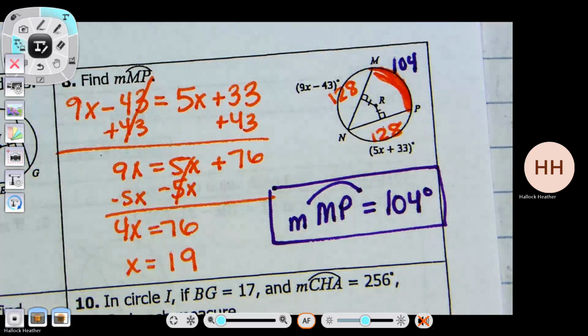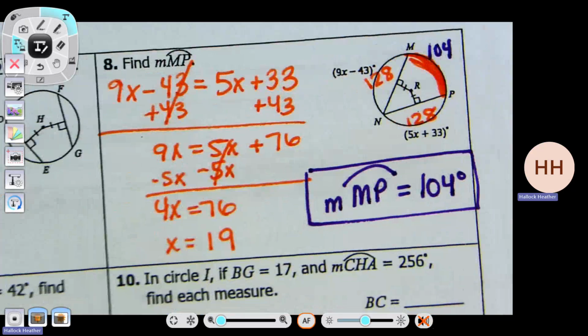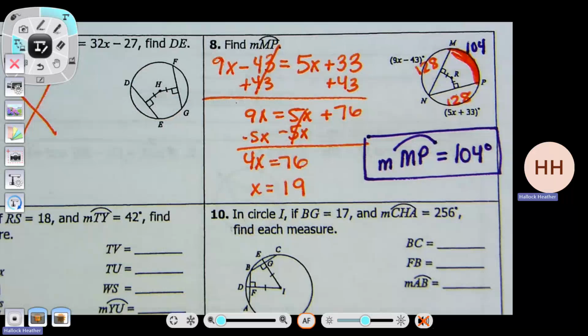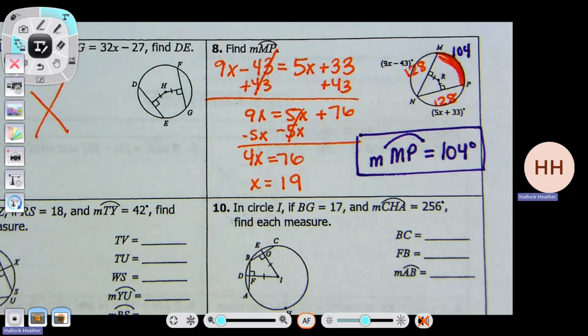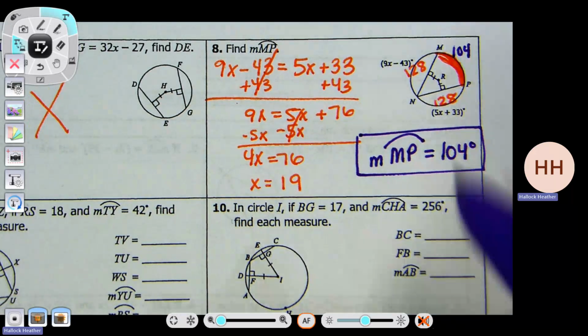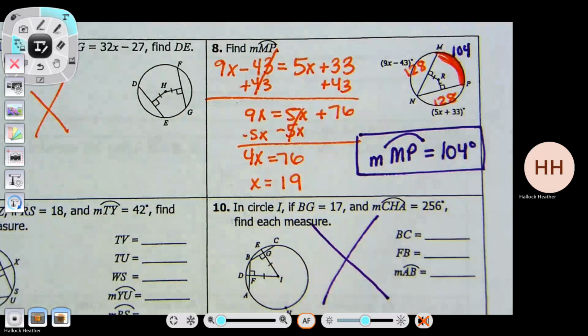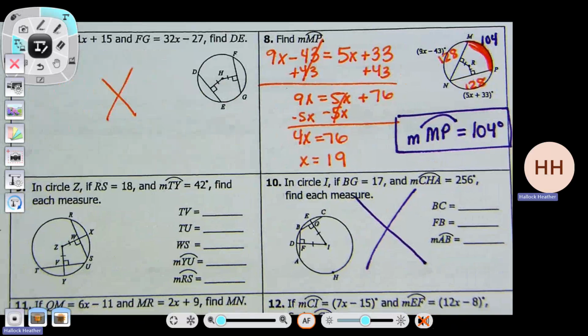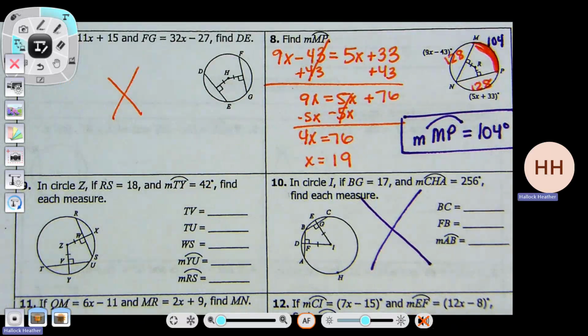Okay. Try number 9. So this is the measure of arc MP. Try number 9. We're gonna skip 10.